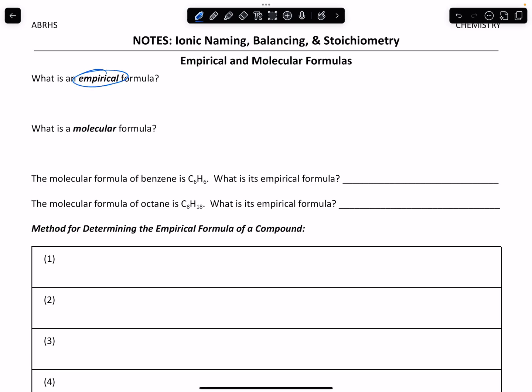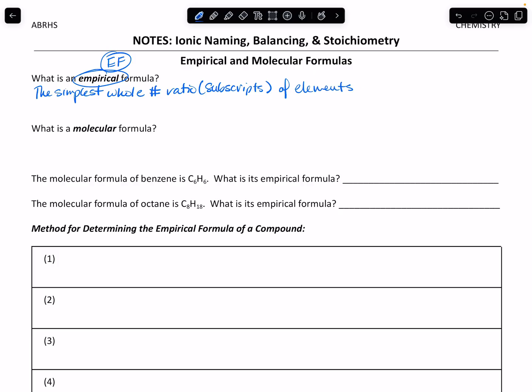The first is for empirical formula. Now I tend to abbreviate these as EF when I write them later. But this is the simplest whole number ratio, also known as the subscripts, within your chemical formula. So of the elements within a molecule or a formula unit.